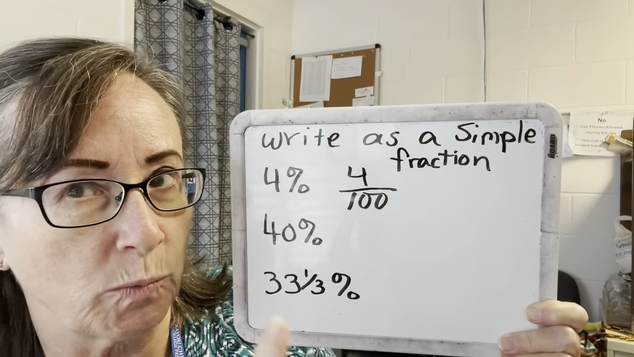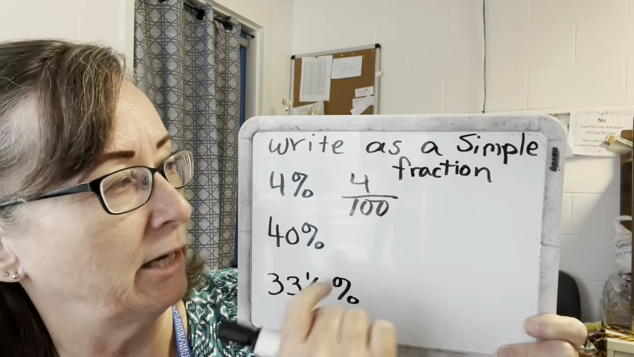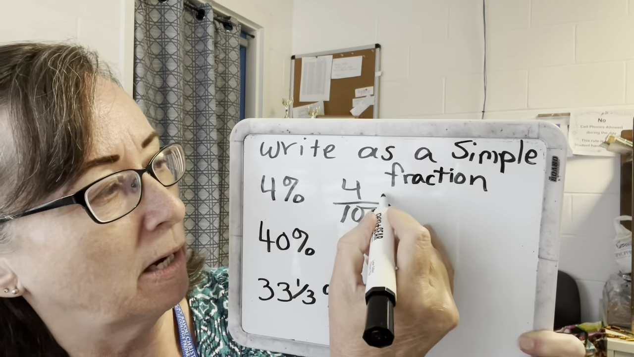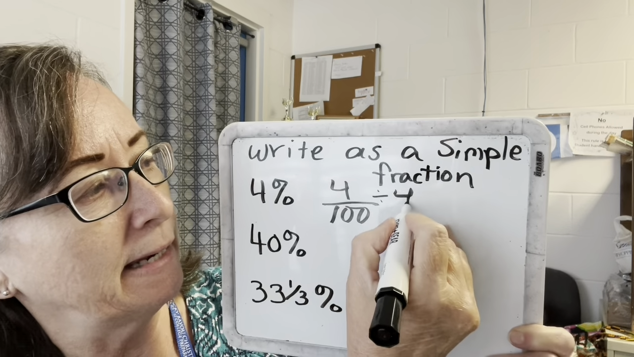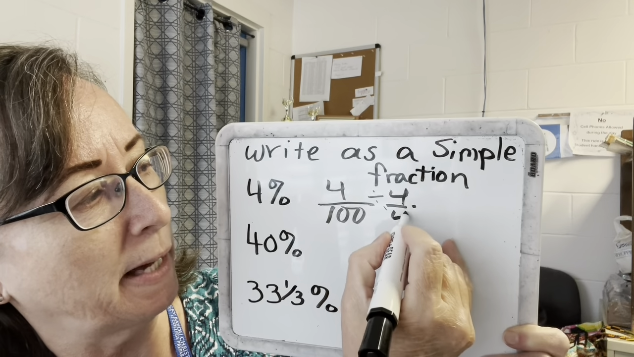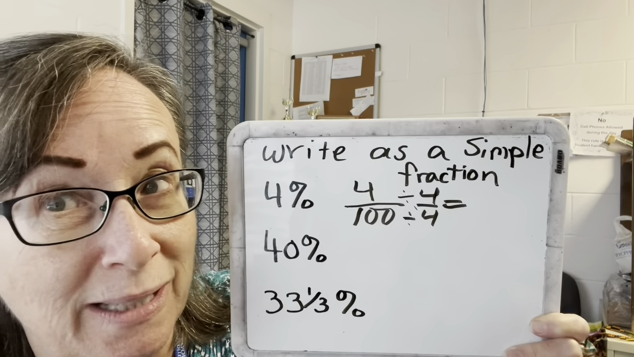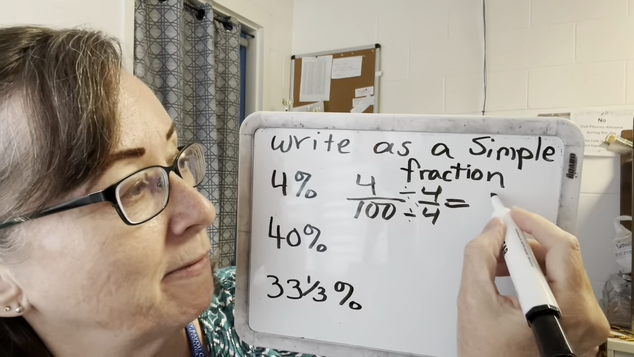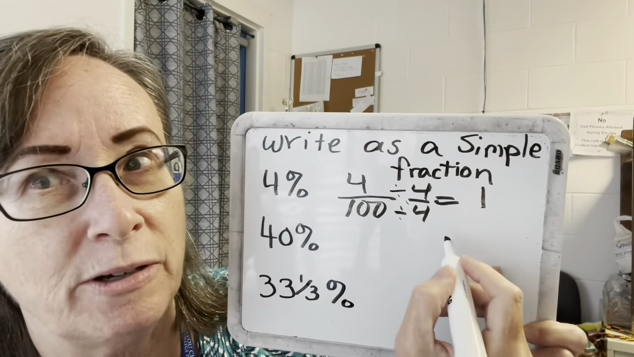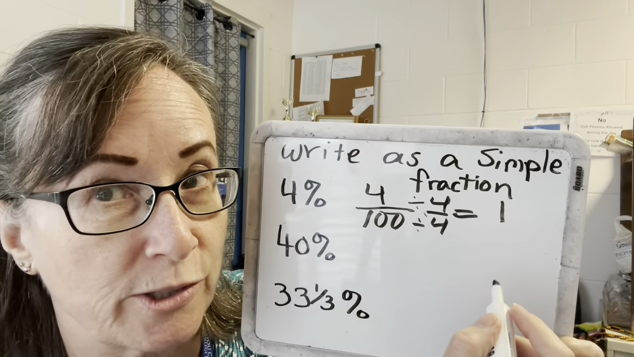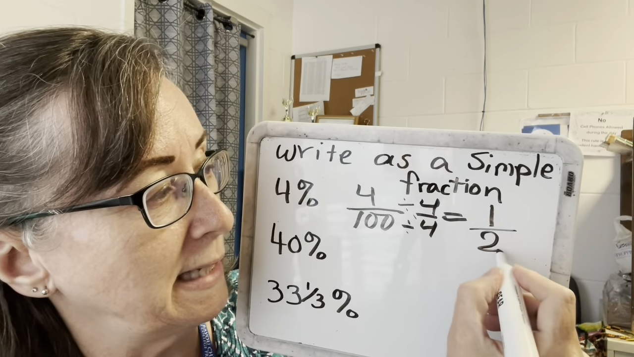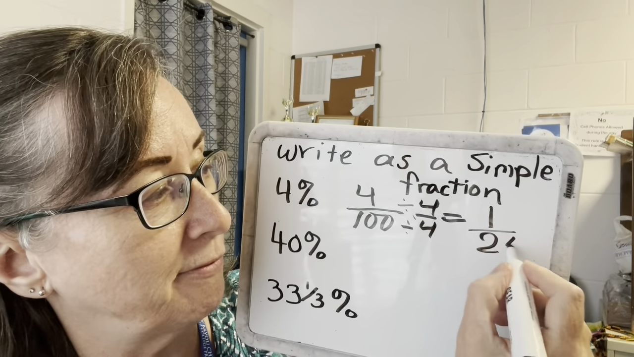But 4 will go into both 4 and 100. So I divide by 4 on the top, and I divide by 4 on the bottom. So I'm going to divide by 4 and 4 to get it as simple as I can get it. So 4 divided by 4 is 1, and 100 divided by 4, think 4 quarters and a dollar, is 25. So 1 out of 25 is the simplified fraction.